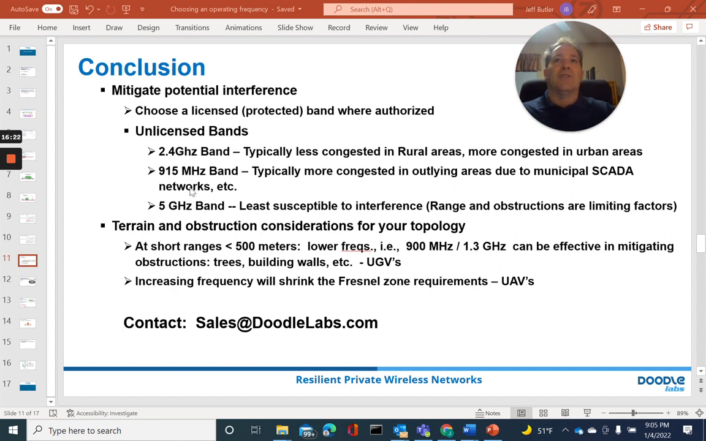And in terms of your particular topology, we want to look at terrain and obstruction, and what does your topology look like? You have to evaluate it from that perspective, what you're trying to face, whether it's trees, etc. And at short ranges, as we showed, the lower frequencies like 900 megahertz for unlicensed or 1.3 gigahertz for licensed will be very effective in mitigating effects such as trees and building walls, etc. So UGV application, lower frequency is typically your way to go. Increasing the frequency will shrink the Fresnel zone. So for requirements for UAVs where we're trying to get clearance over objects, then the higher frequency signal offers a much better solution. 2.4 gigahertz or 2.2 for the licensed bands or higher is better there.